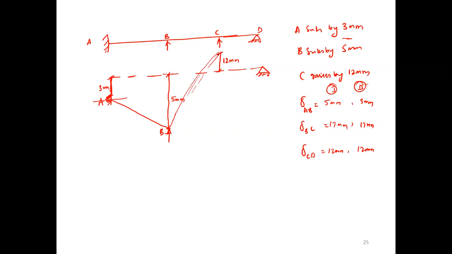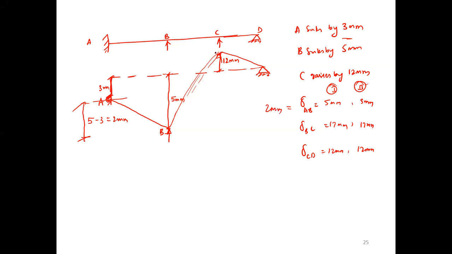Join this. So this is C. Now join this. Join this. Now, please observe the distance. What is the AB height? 2 mm. 5 minus 3, 2 mm.